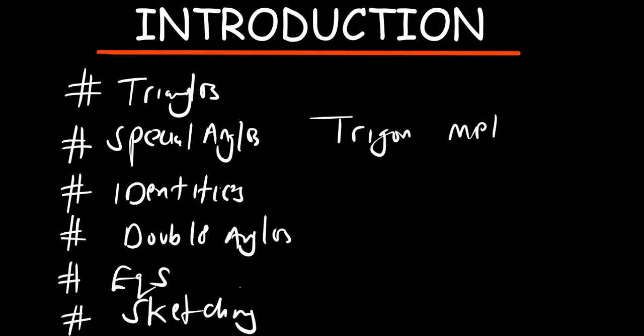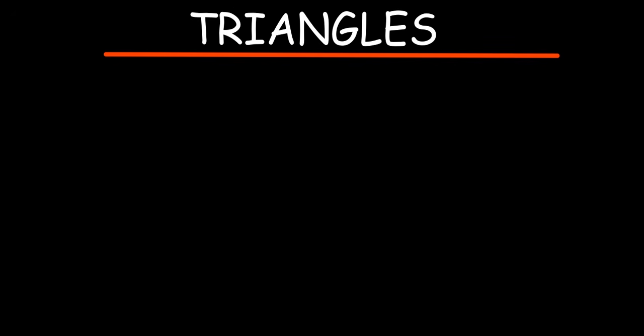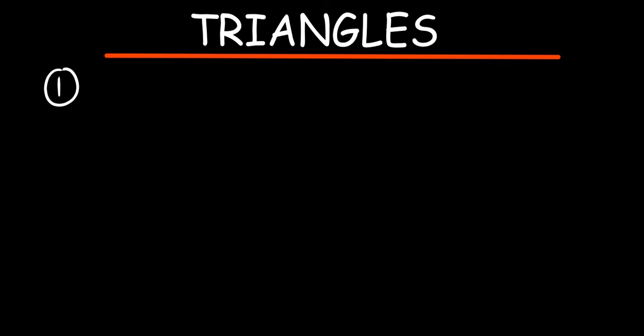Okay, now just the word itself, trigon or tri means three, metry means measurement. So we're dealing with measuring three-sided shapes. So basically trigonometry is just the measurements of three-sided shapes, and those three-sided shapes are called triangles. Now there are different types of triangles that you're supposed to know under this topic. Number one is what we call a right angle triangle.